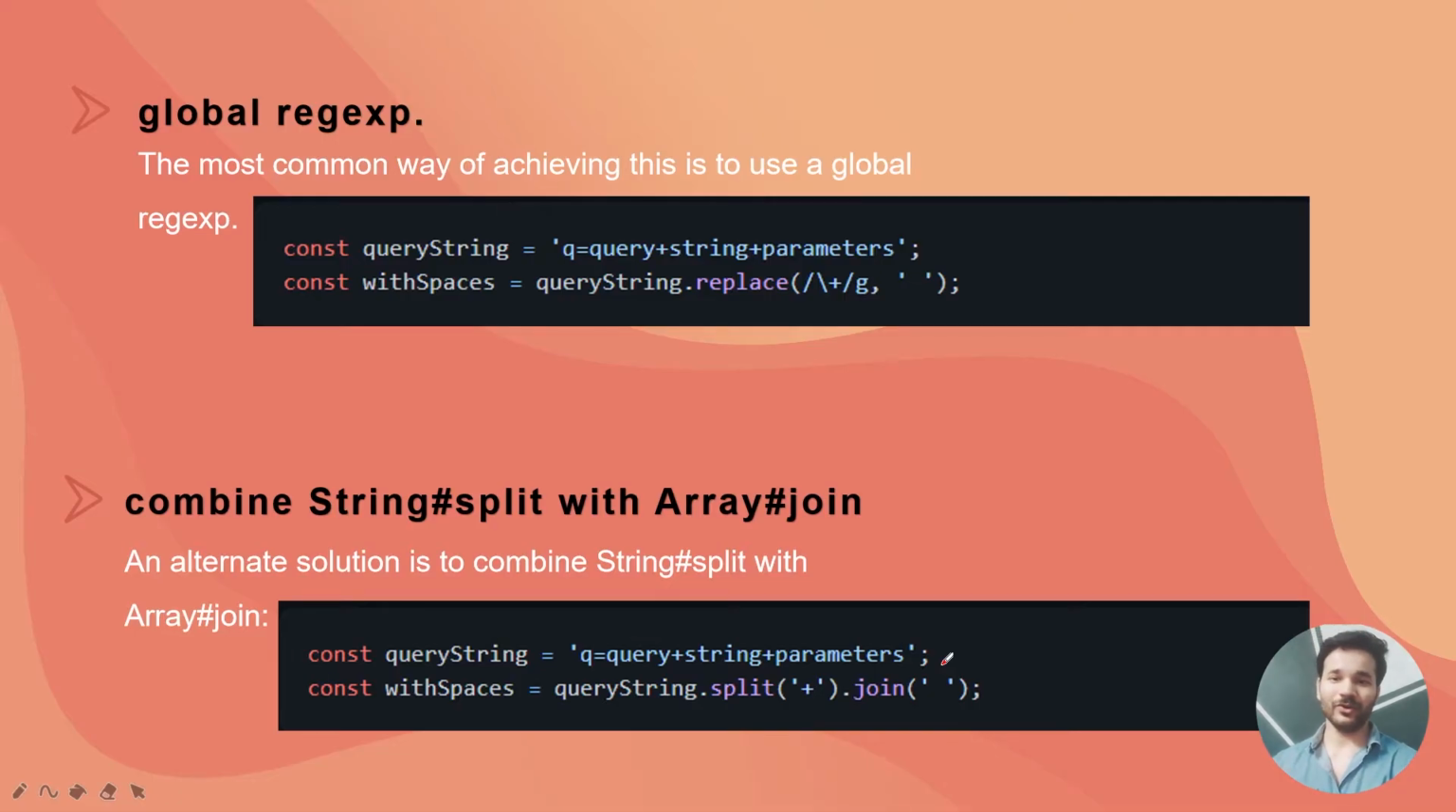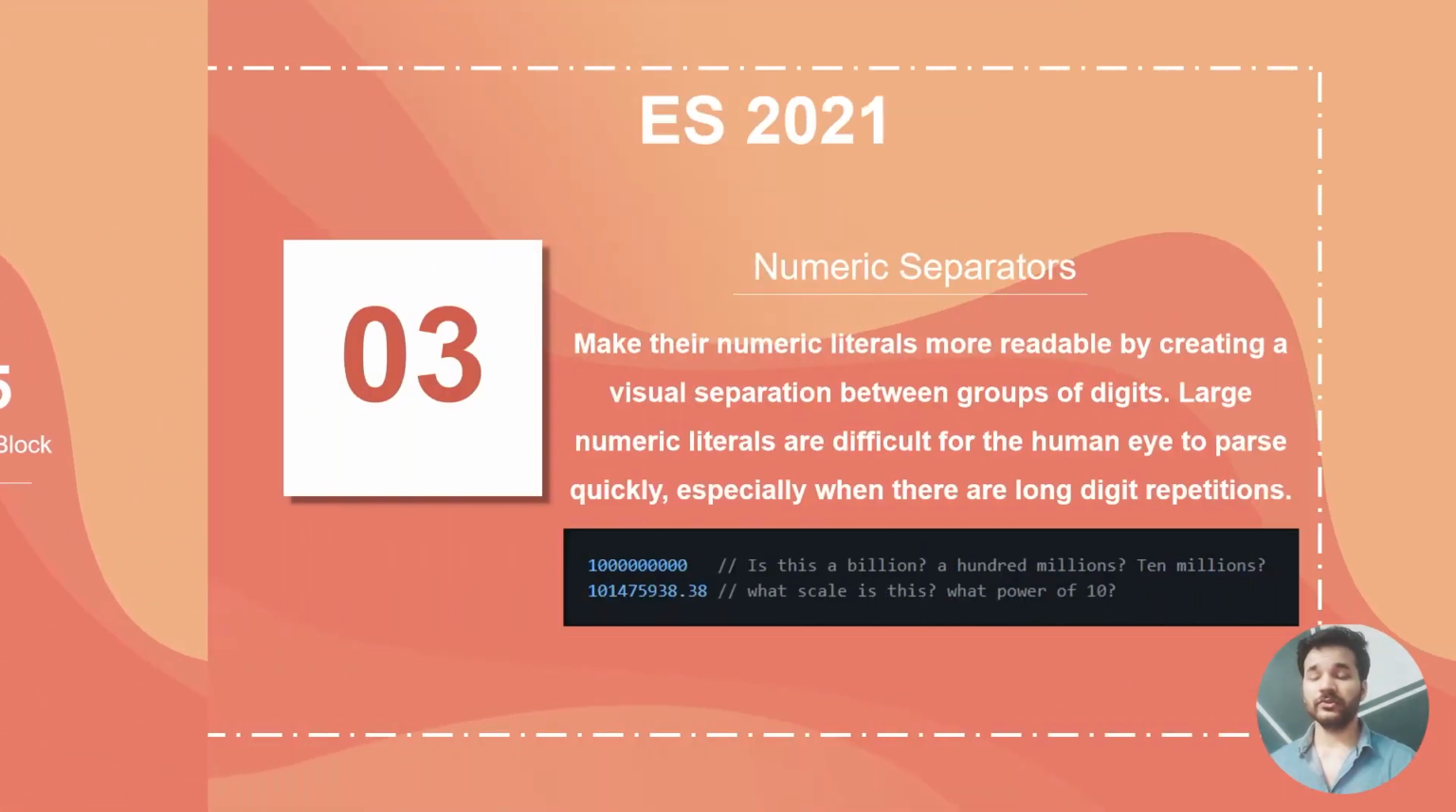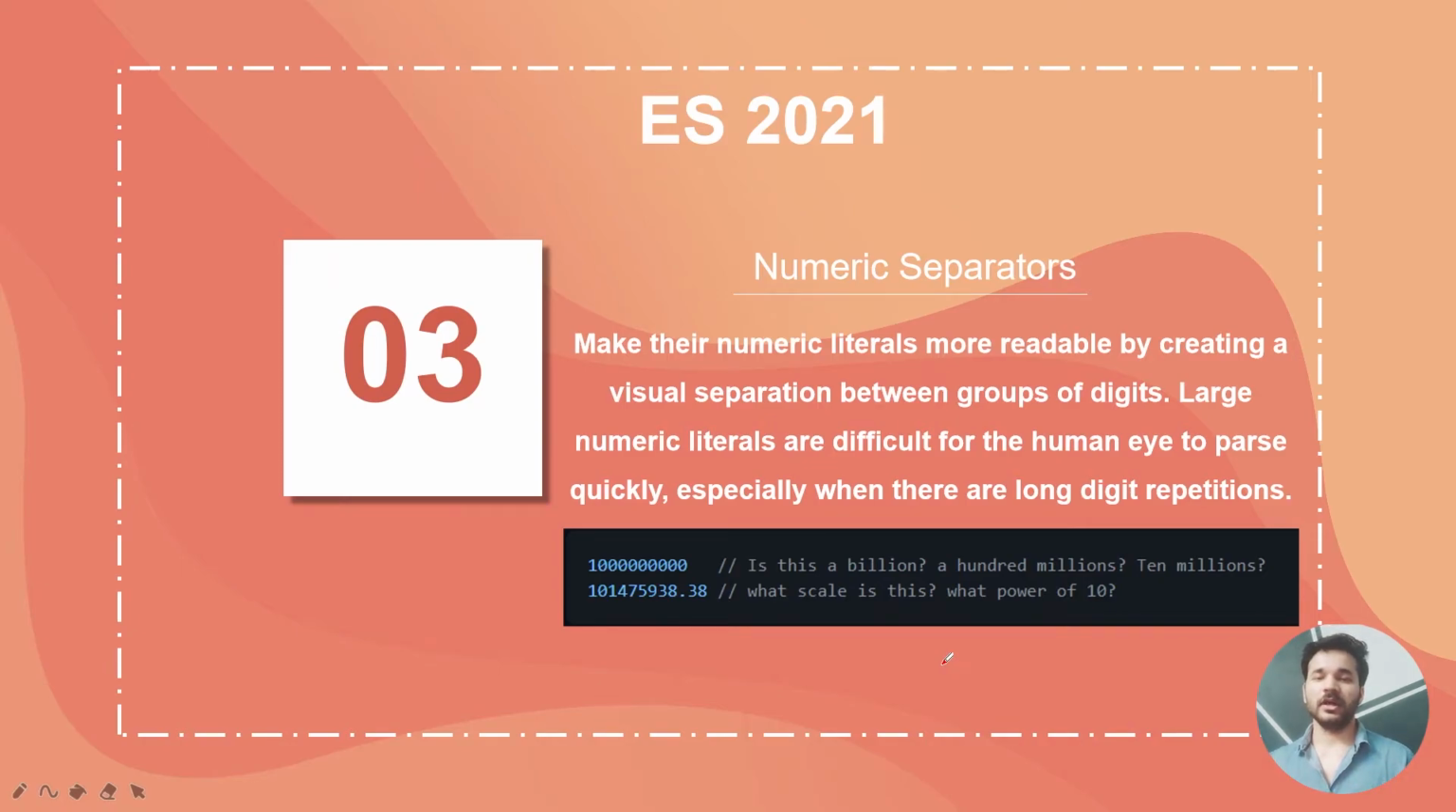So now let's move on to our next feature, the numeric separator. The numeric separator is a developer-friendly feature that ES12 has provided to us. We used to have long numeric values which are not readable by humans, and we can't tell whether it is a billion, a million, a decimal value or a fraction value. So in ES12, we have a numeric separator which helps developers make numeric values readable by using an underscore.